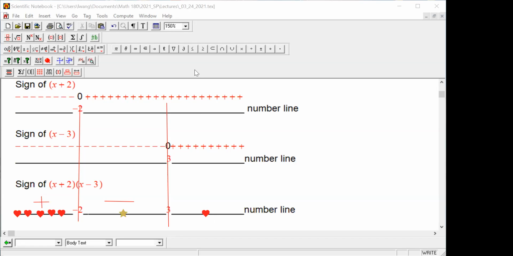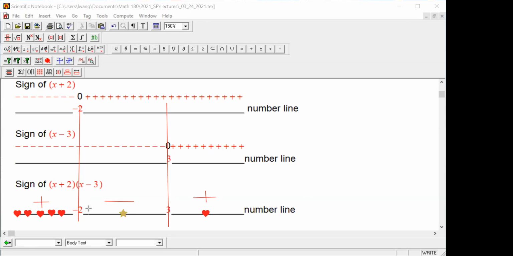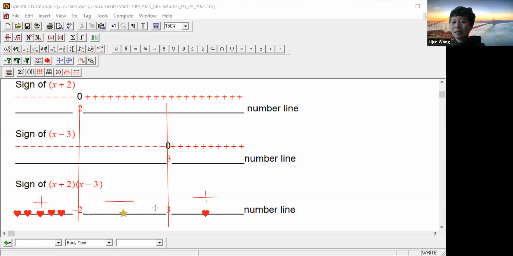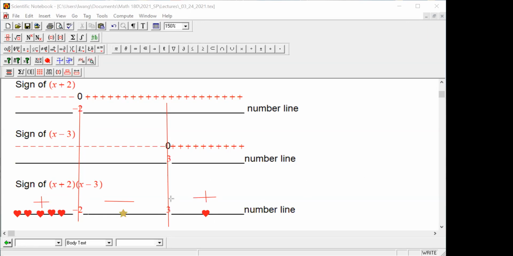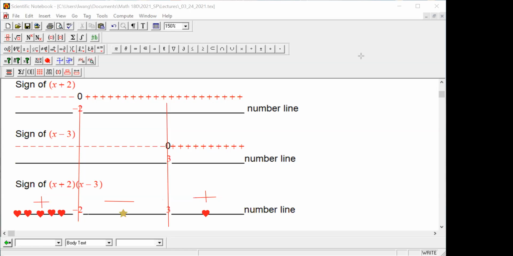So now, how about at -2, at 3? What happens if you pick -2? It comes 0. That's right, because 0 times anything is 0, right? How about at 3? 0 also. That's right. Very good. Do you think you got the idea? Yeah. All right, so now I'm going to clean up.